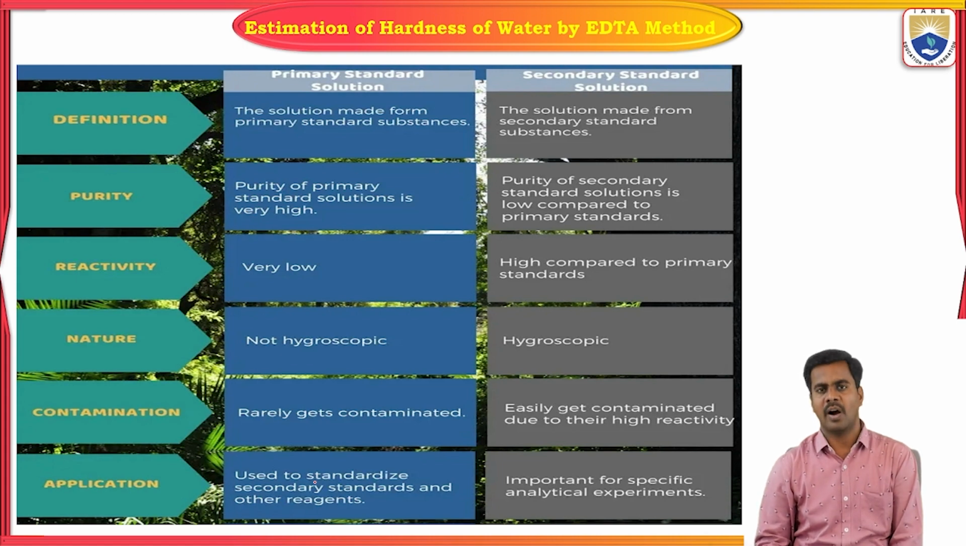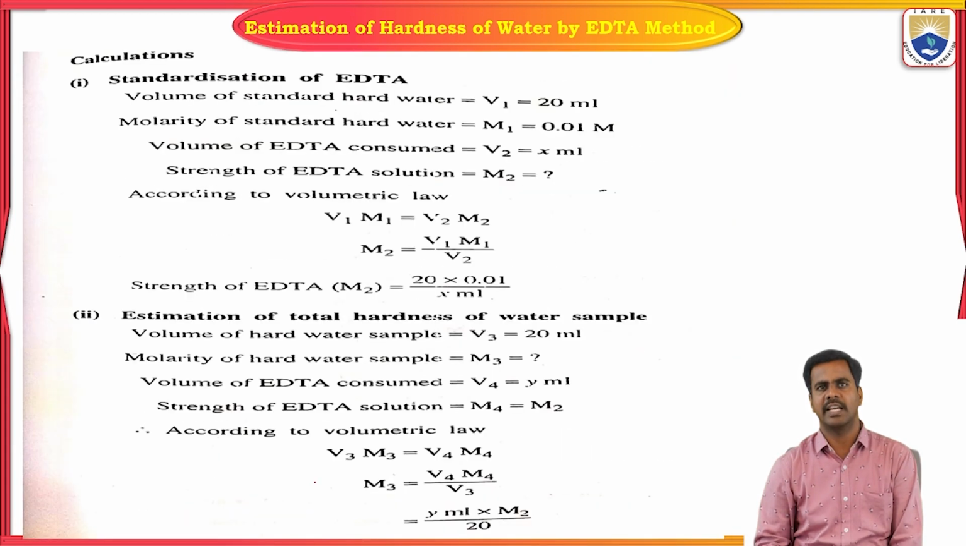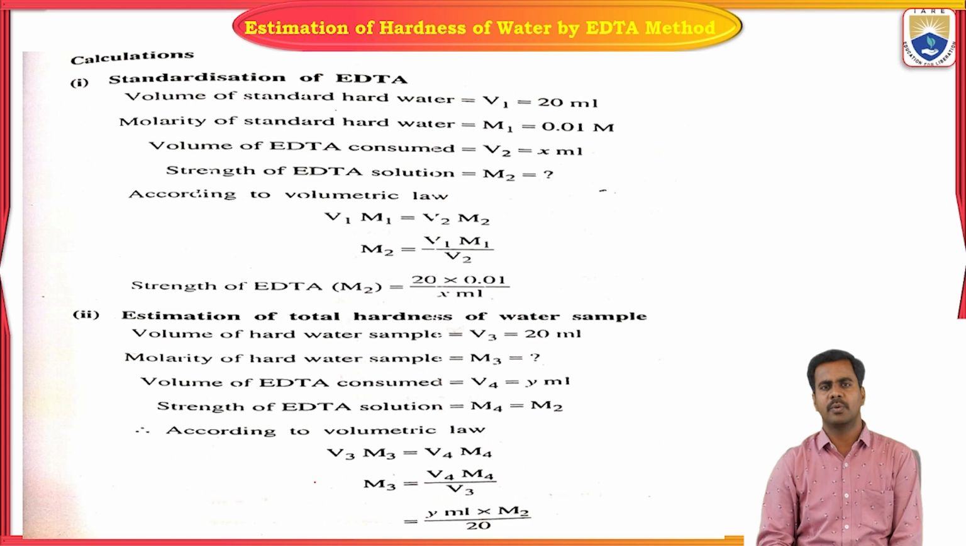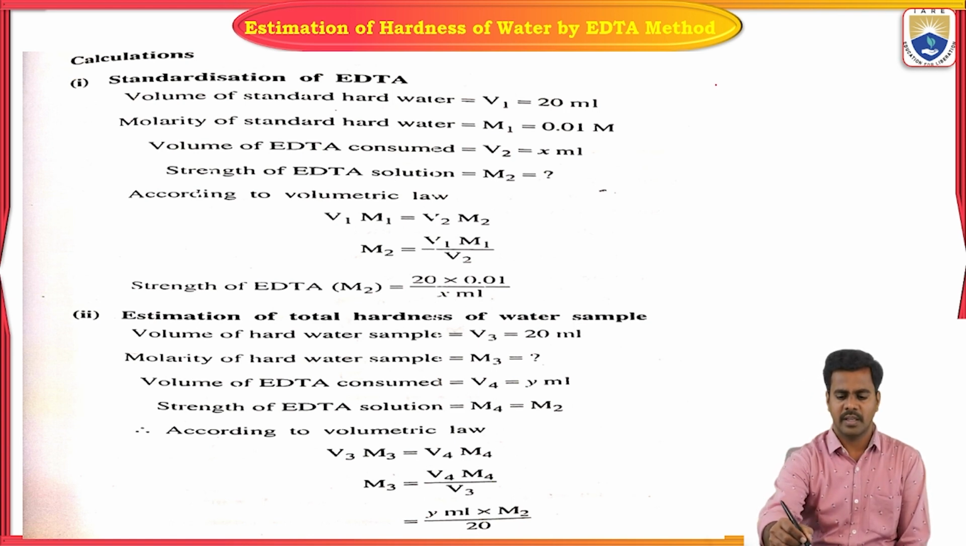So let us see how you will standardize EDTA. To standardize EDTA, some amount of EDTA is taken into the burette. It is standardized by using primary standard. Here I am going to take MgSO4. MgSO4 solution is the primary standard.